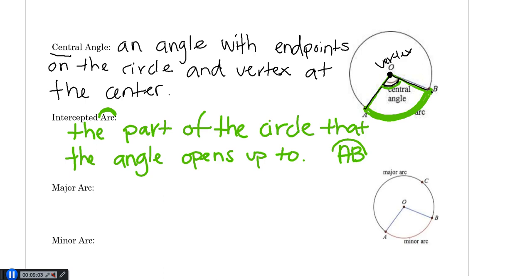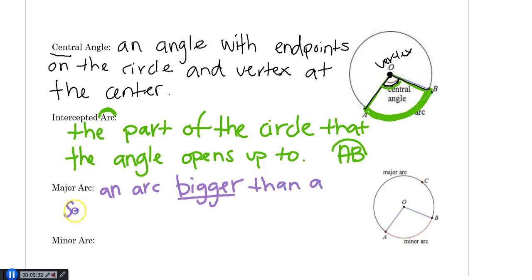Our major arc is going to be an arc that has the measurement that is bigger than the semicircle. So what is a semicircle? Semicircle is half of the circle. So a major arc is going to be an arc bigger, it's important, bigger than a semicircle. So semicircle means half of the circle. It needs to be bigger than that.